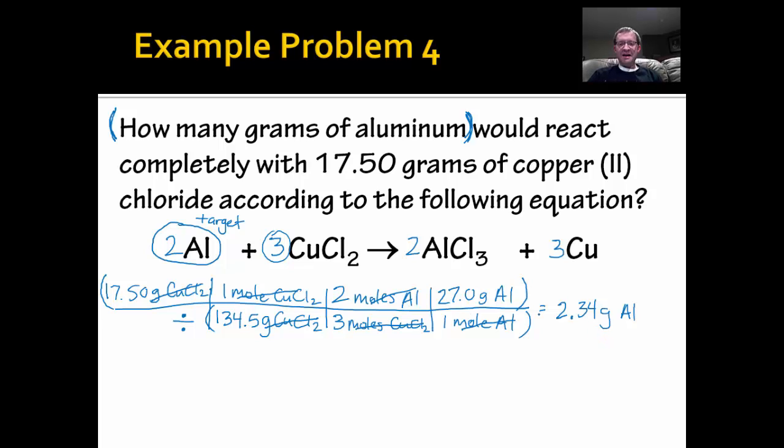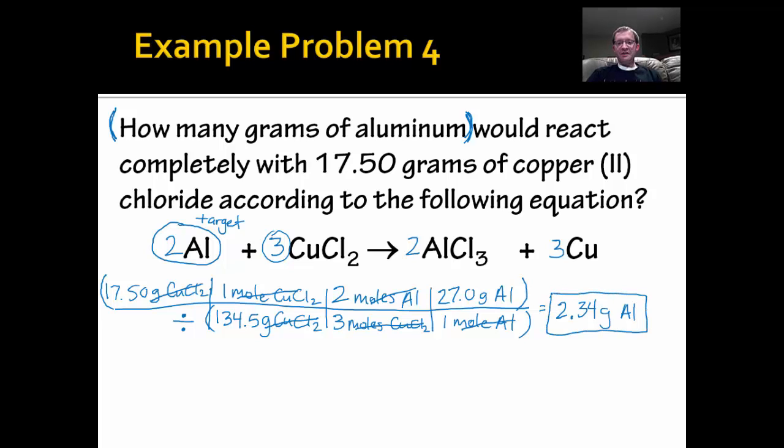Now, as we go back to the beginning of the problem, 17.50 grams of copper chloride had 4 significant figures, and my mass down here for copper chloride off the periodic table had 4 significant figures. But in the end, I only used 27.0 as my aluminum mass, and that has 3 significant figures. So that forced me to round off my answer to 3. If you went to the periodic table for aluminum and used a more precise number with more decimal places, then you can round your answer off to have maybe another decimal place and a 4th significant figure. But this is probably good enough for us right now.